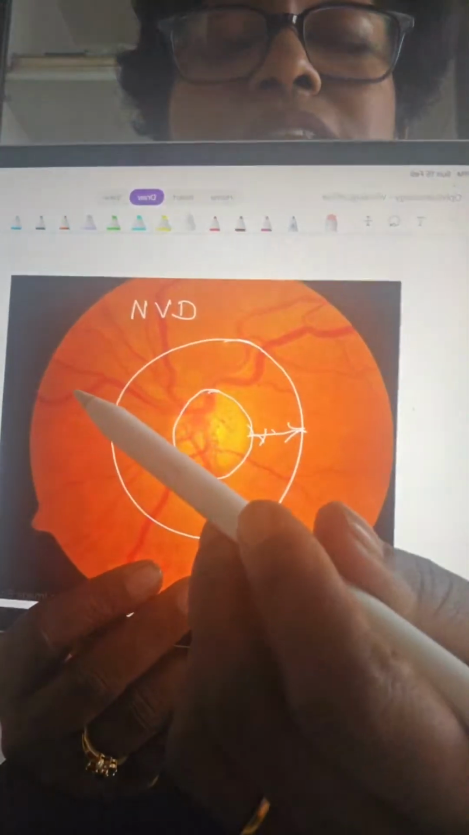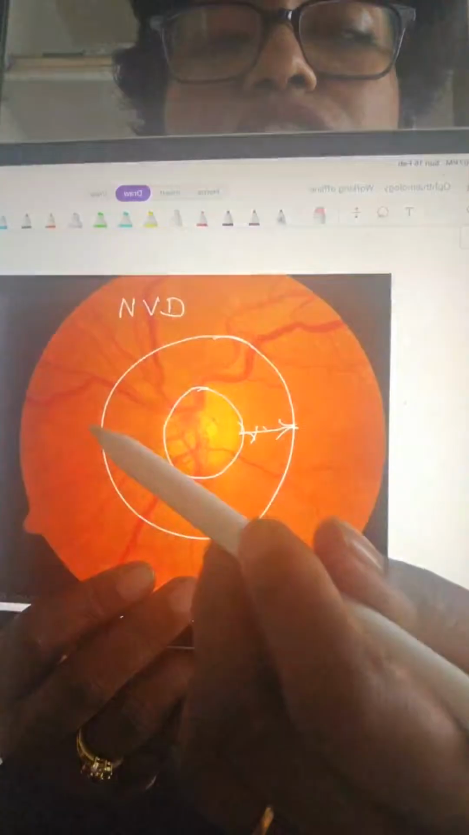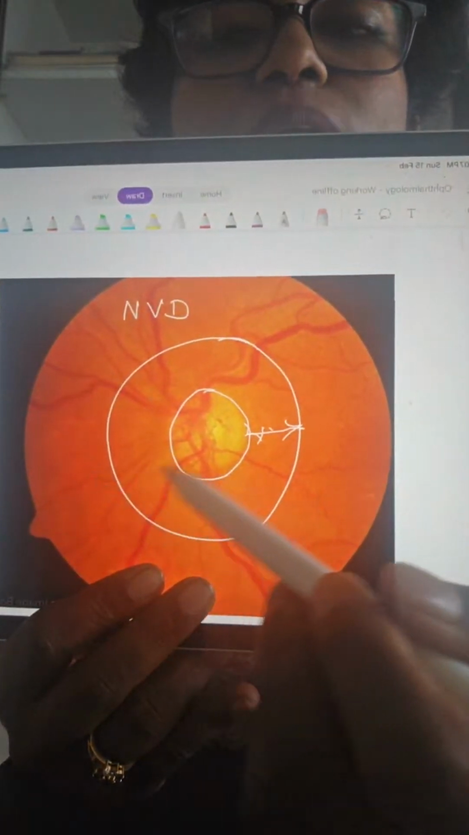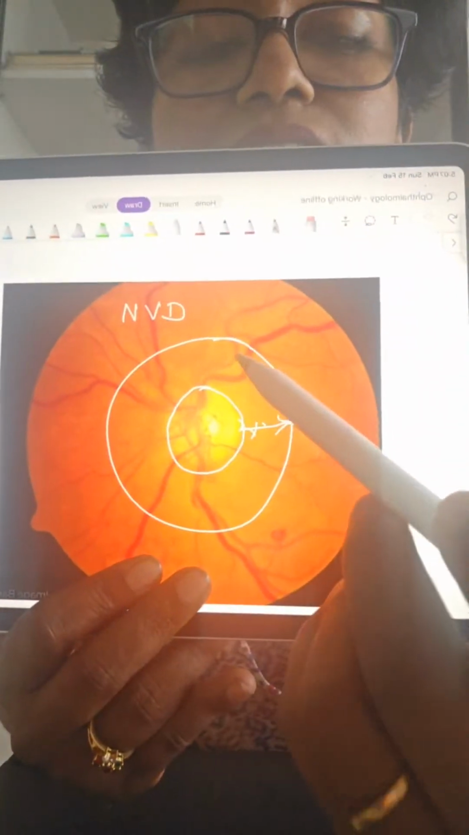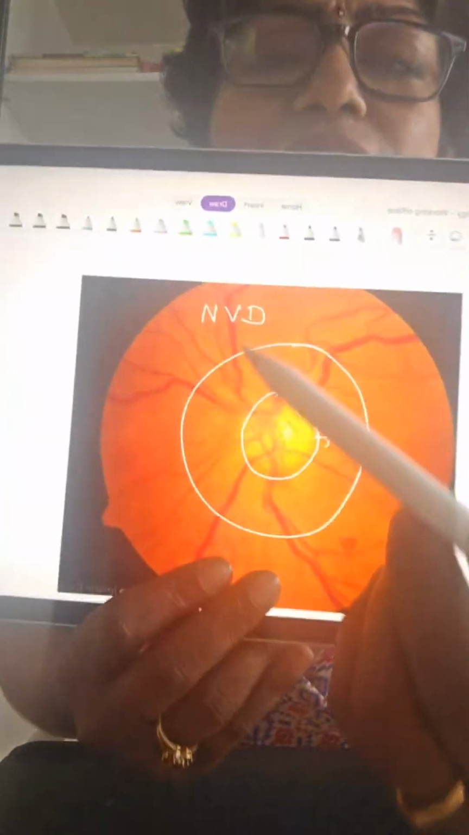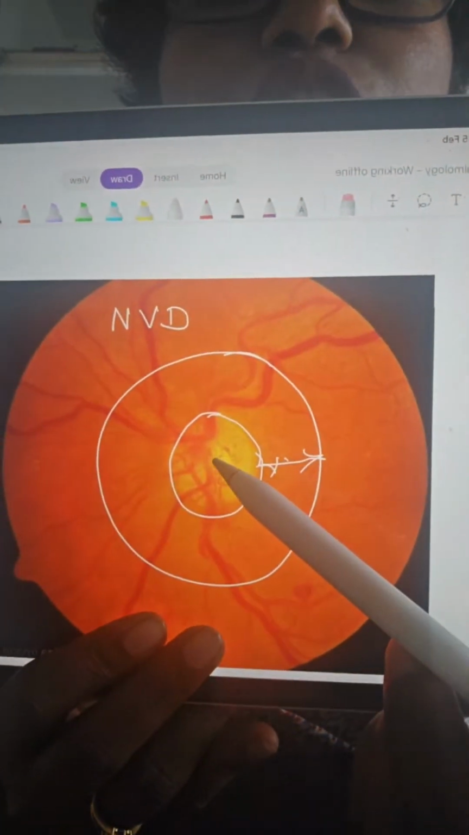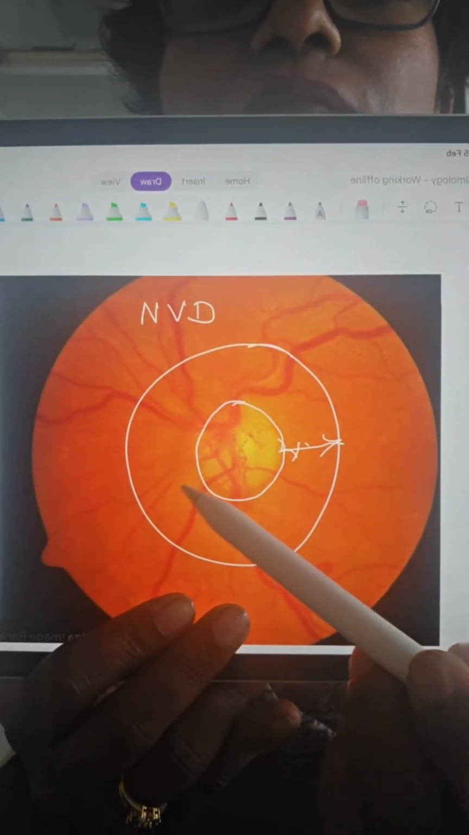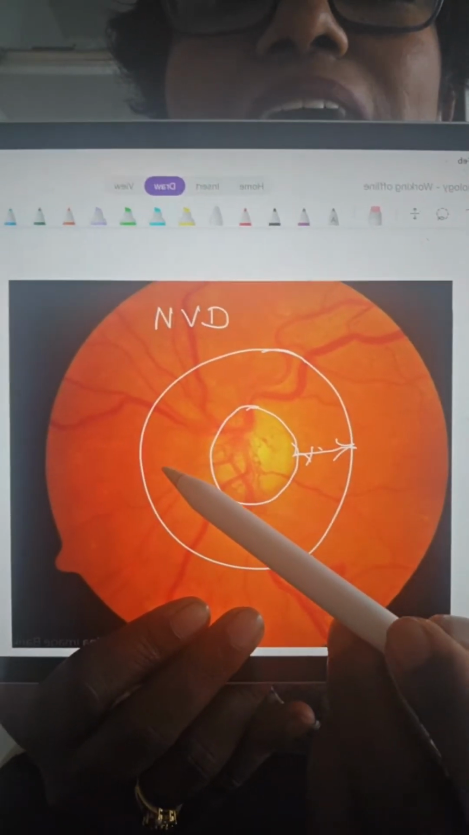That is going to be called NVE, that is neovascularization elsewhere on the retina. So the diagnosis in this case is proliferative diabetic retinopathy. So when you see these nice fine new vessels, these fine red arborizing pattern, that is your new vessels.